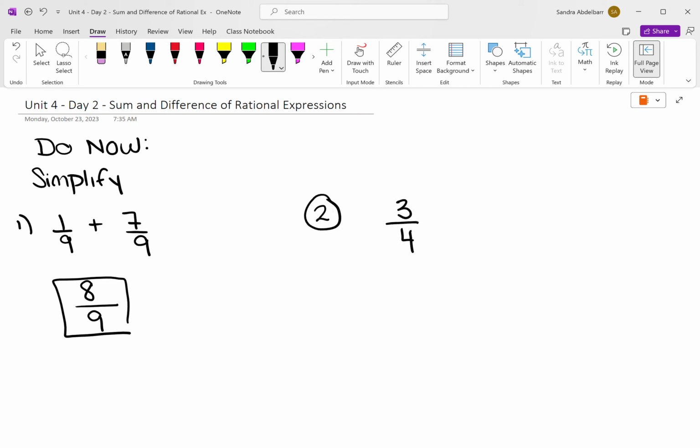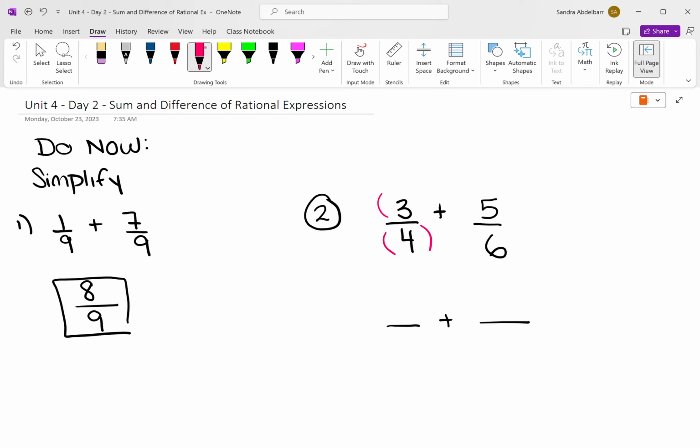What happens when the denominators are not the same? What do we have to do there? Good. We need to create a common denominator, right? Which is the least common multiple. So we need our common denominator. And what's a common denominator for 4 and 6? 12. So we create this common denominator through multiplication.